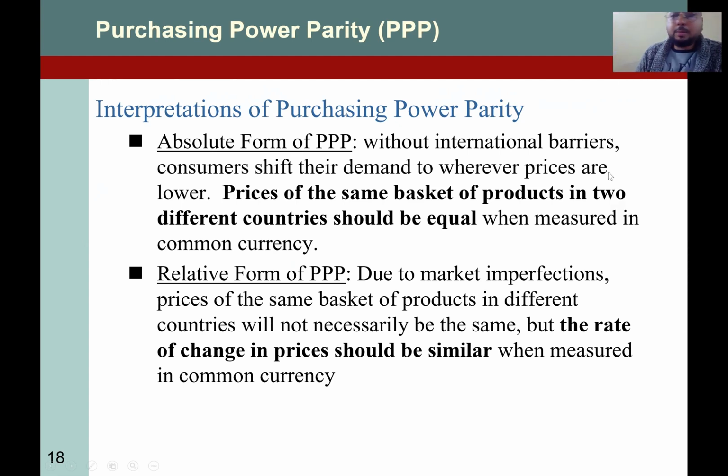Okay, let's just talk about the purchasing power parity. Now, what does it mean? There are two kinds of purchasing power parity. We also call this PPP or triple P. One is absolute and the other one is relative. Basically the concept of purchasing power parity is that the basket of the product that you buy in your home country or in a foreign country, it is the same.